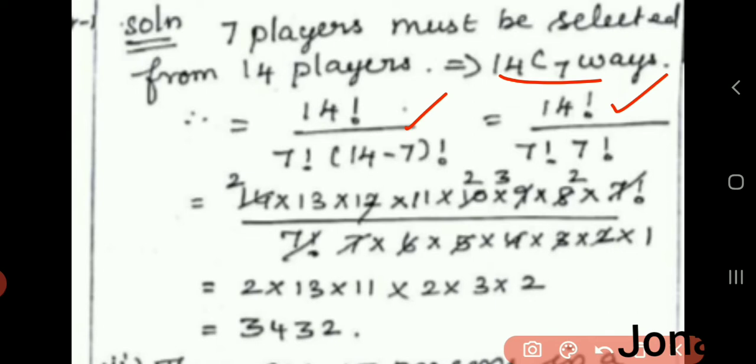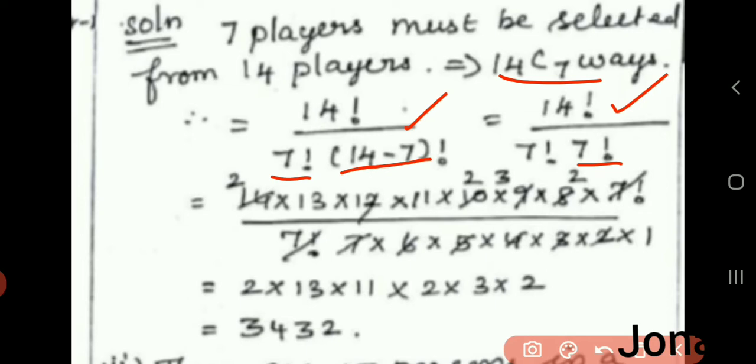14 C 7 ways. Okay, so that is nCr. That nCr formula is n factorial divided by r factorial into n minus r factorial. So I can write this as 14 factorial divided by r, which is 7 factorial, and n minus r, which is 14 minus 7 factorial. So that I have 14 factorial divided by 7 factorial into 7 factorial.